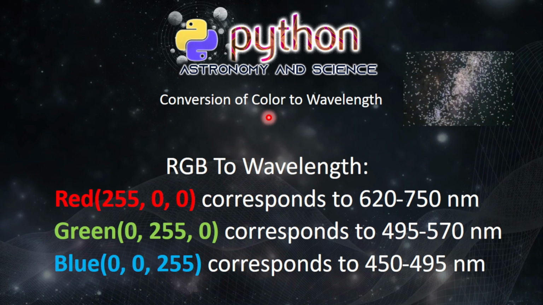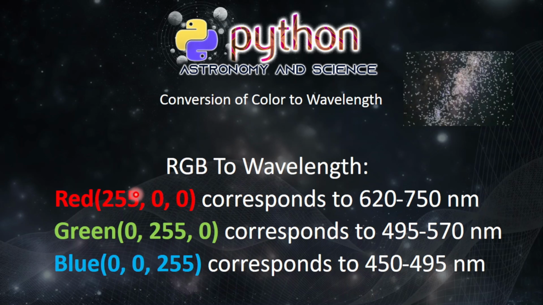Okay, conversion of color to wavelengths. Now, as we know, each wavelength has a specific color unless it falls beyond the visible spectrum, whether infrared or ultraviolet, at least from the vantage point of an ordinary telescope. So the relationship between RGB values and wavelengths is the following.